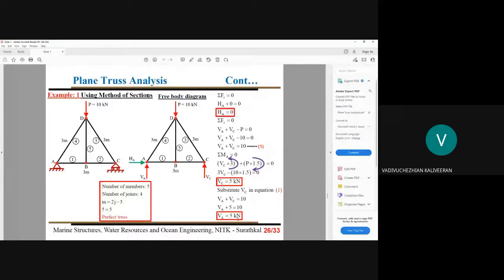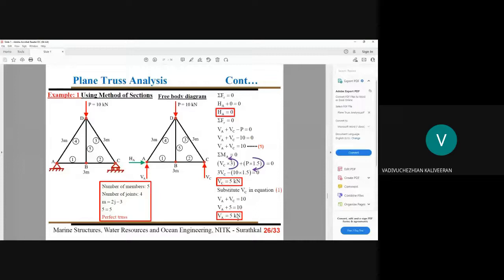But if that member is placed in the center portion of your big structure, how do we arrive at it? We have to start from a joint and go one by one, finally reaching our required member. That will take time and is obviously a very tedious process. That's why people have suggested that when you have a very particular part, you can comfortably go for method of sections. You can directly solve your required one.